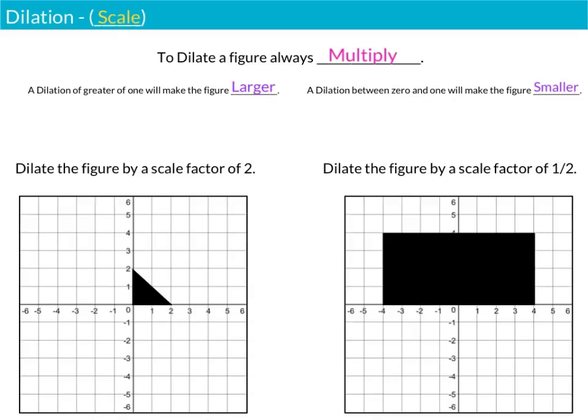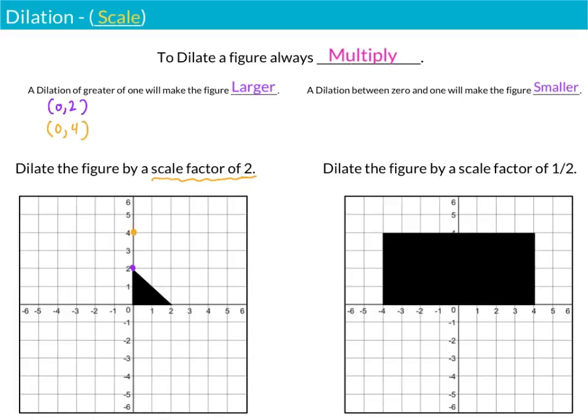So the first figure that we have there, we're going to grab our first point right here at the top, which is going to be 0, 2. And again, we're going to be multiplying, and since it's a scale factor of 2, we're going to be multiplying those numbers that we have there by 2. So 0 times 2 is 0, 2 times 2 is 4, and that's our first point at 0, 4.